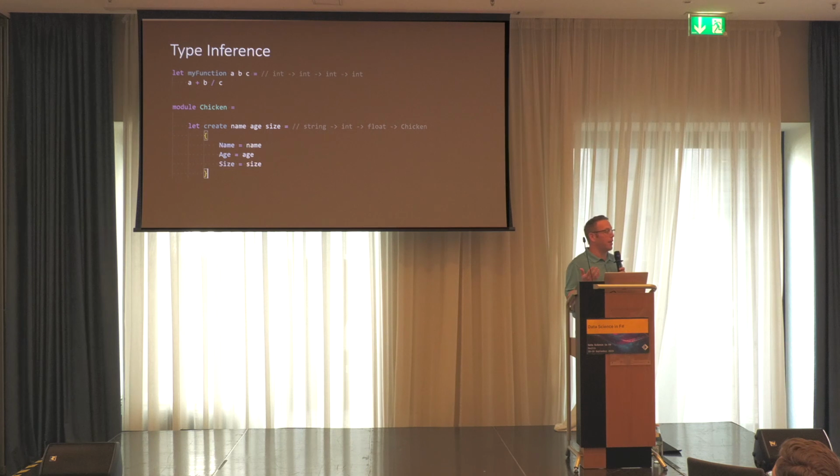Another slightly more complex example is this function for creating an instance of chicken. Yes, there are many farm animals in my example because no one gets offended by farm animals, so we're just going to stick with it. The compiler is able to infer that name must be a string, age must be an integer, and size must be a float just based on their usage. So statically typed, but with the ease of a dynamically typed language.